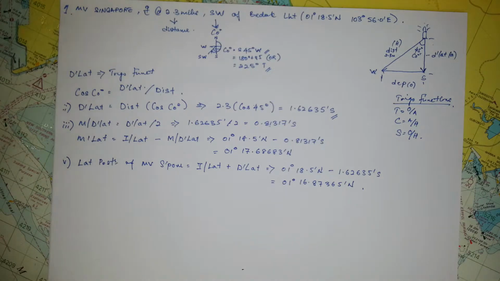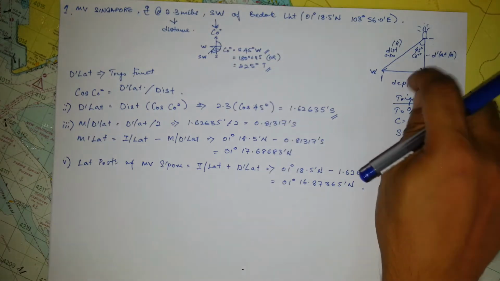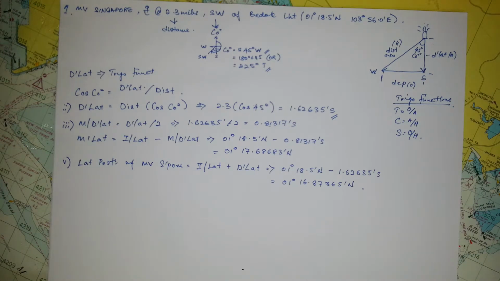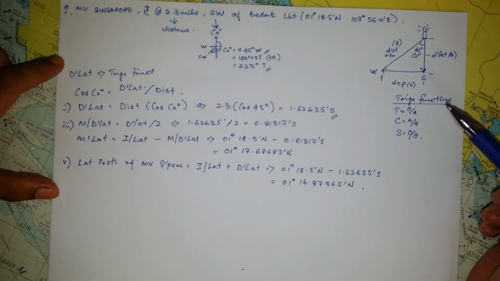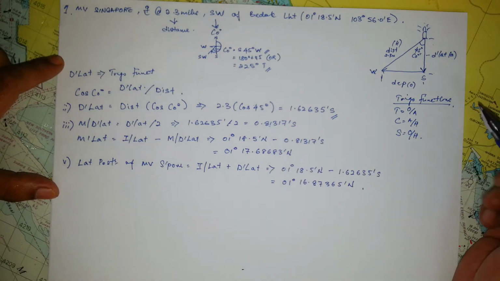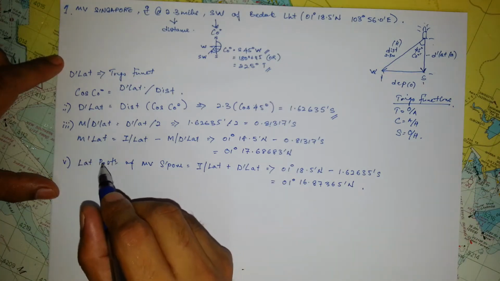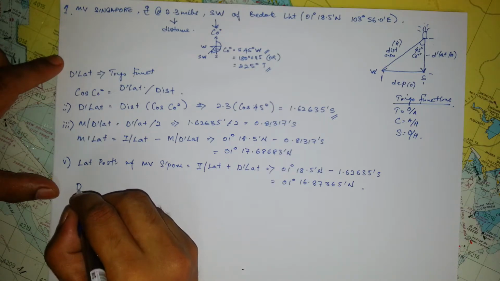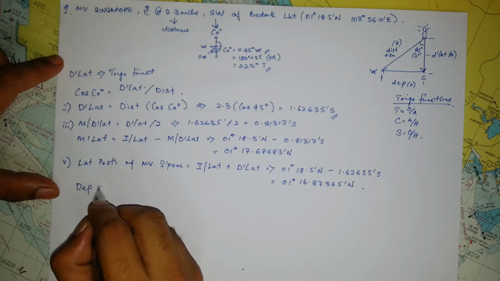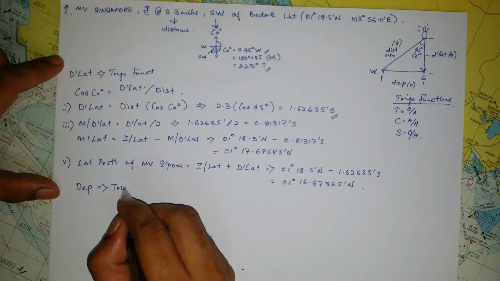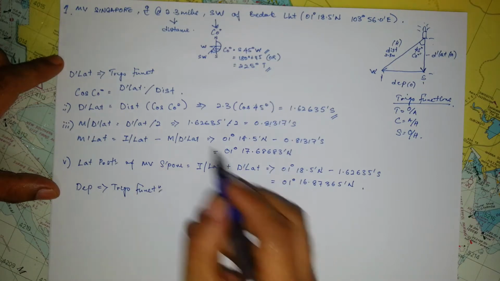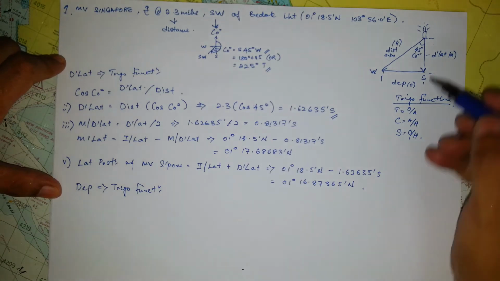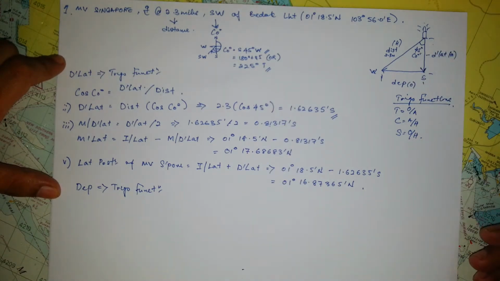Now we will do the departure. The purpose of finding the mean lat is because you need to find the departure. Eventually we need to find the DLONG. So before we find the DLONG, we will find the departure first. Again, the departure will use trigo functions, because the departure is based on triangle rules.